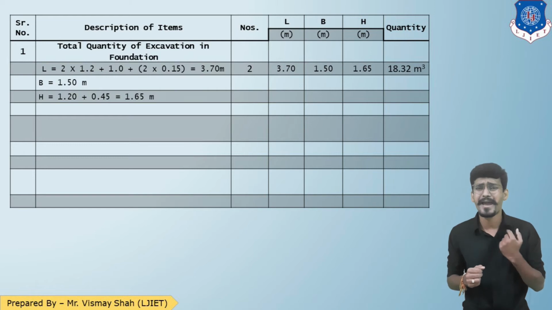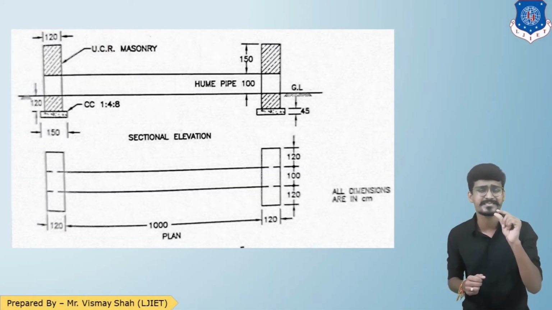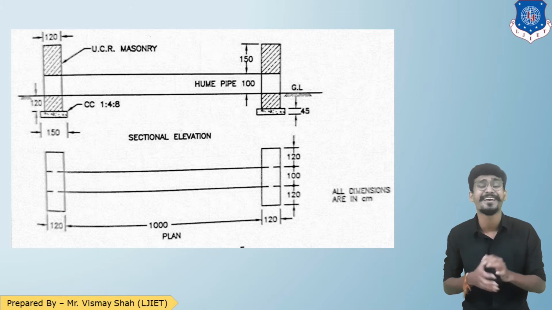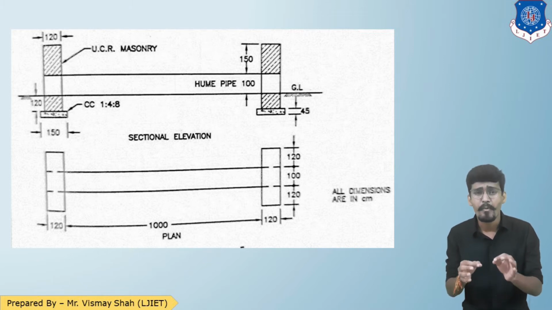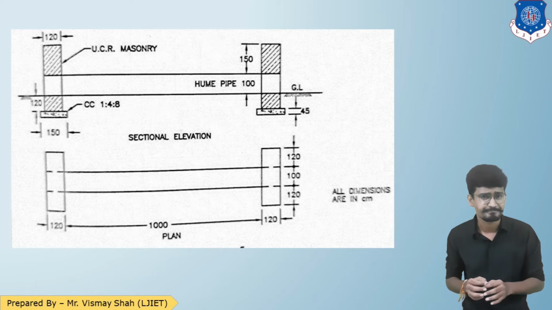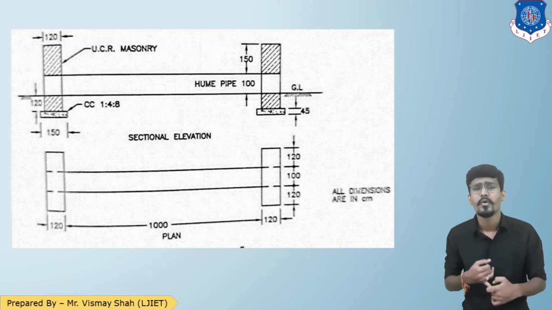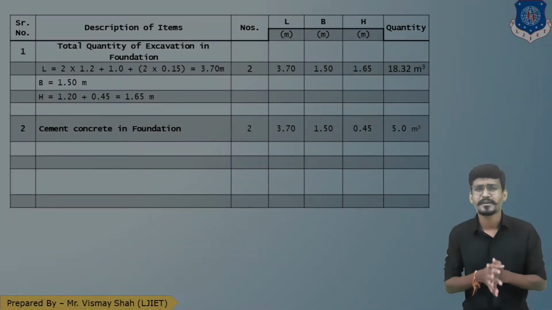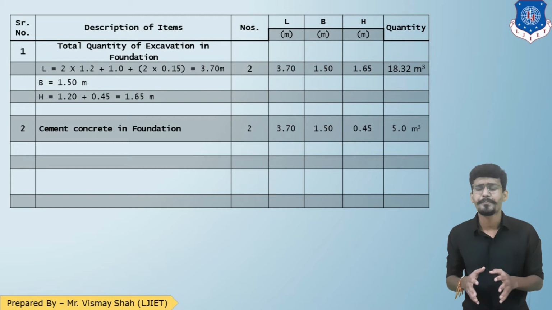So let us come back to the figure. Here you can see the thickness of cement concrete in the sectional elevation. It is given as 0.45 meter. So 3.7 meter of length, 1.5 meter of width, and 0.45 meter of thickness or depth. So we'll get the cement concrete quantity as 5 cubic meter. So I hope we are very much clear about our first two quantities for Hume pipe culverts.